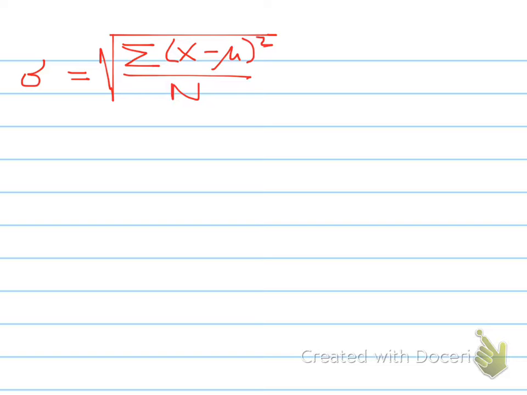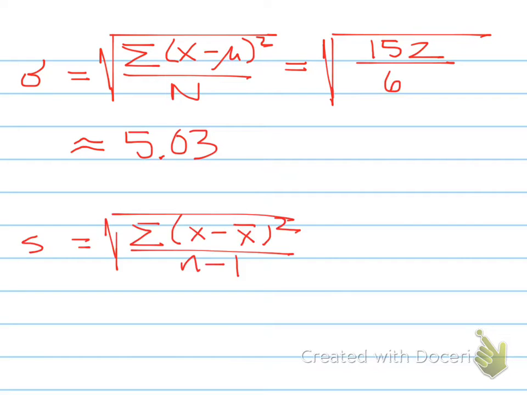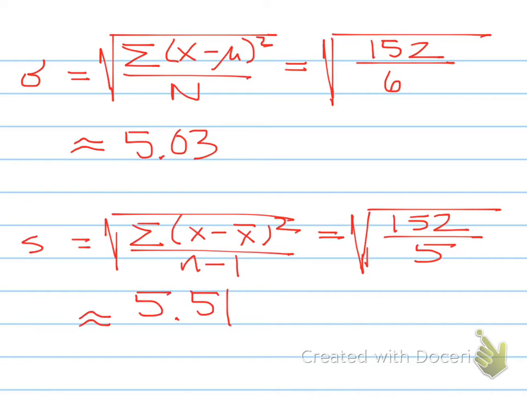Alright, so 152 is going to be used in both formulas. So for the population standard deviation, it would be the square root of 152 over 6, which is approximately 5.03. Sample standard deviation would be the square root of 152 over 5, which is 1 less than the sample size. So if those set of values represented a sample, it would be 6 minus 1, which is 5. Square root of 152 over 5 is approximately 5.51.